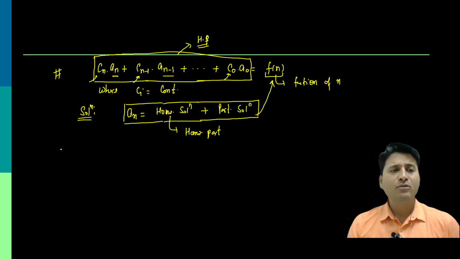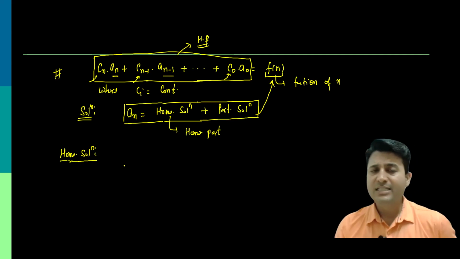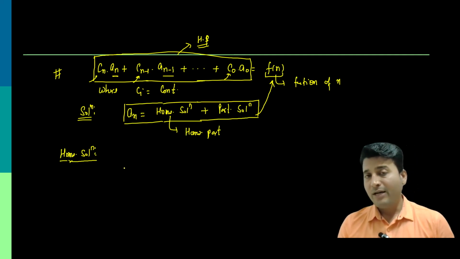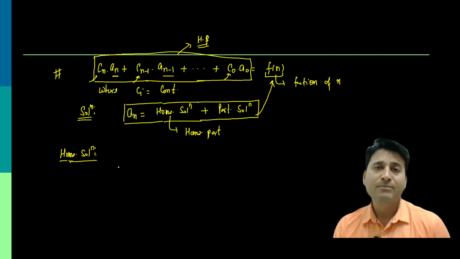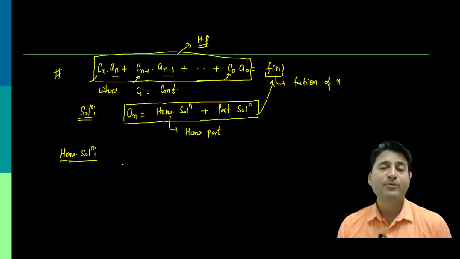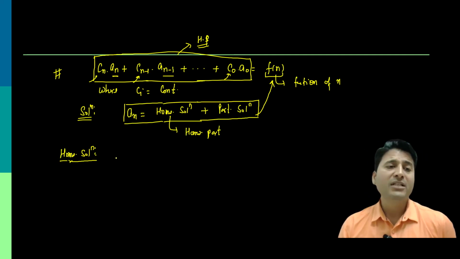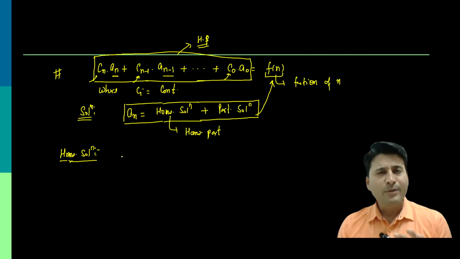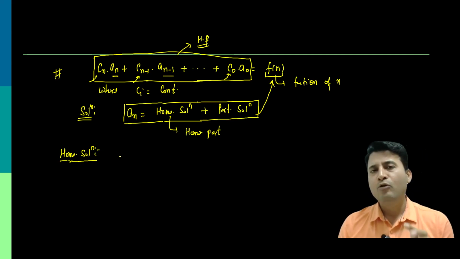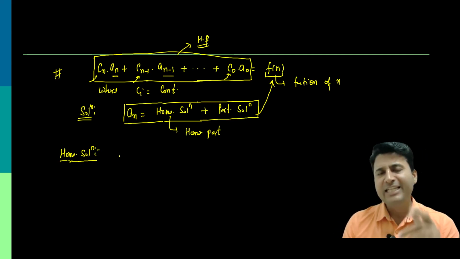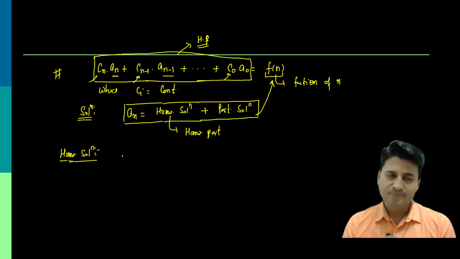Now moving on, how to find the homogeneous solution. How is the homogeneous solution of a recurrence relation obtained? As we know, the solution of a differential equation is in terms of exponentials, like e to the power ax. This solution is also exponential, but over here the base is not e. Over here the base can be any real number.